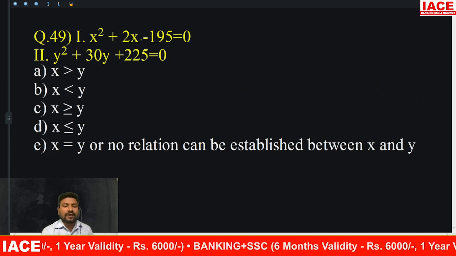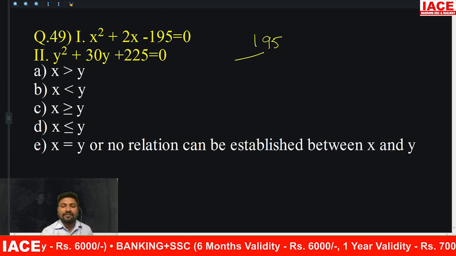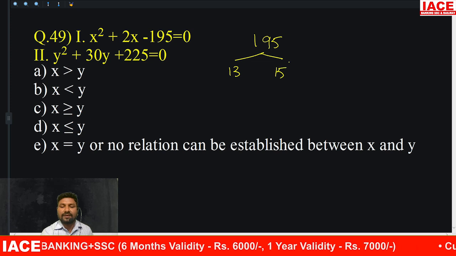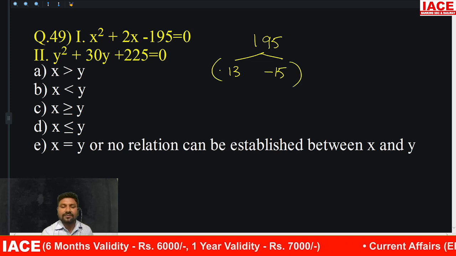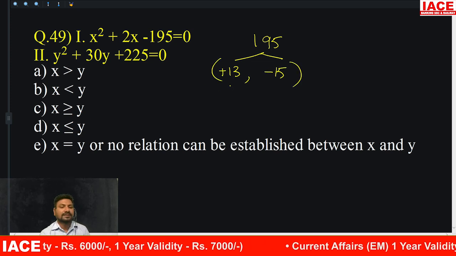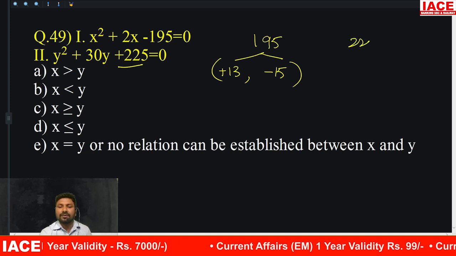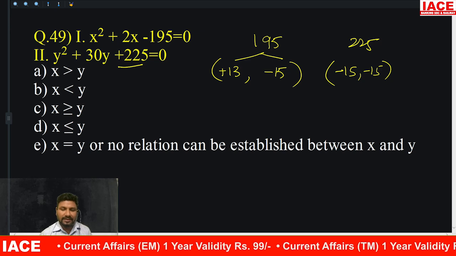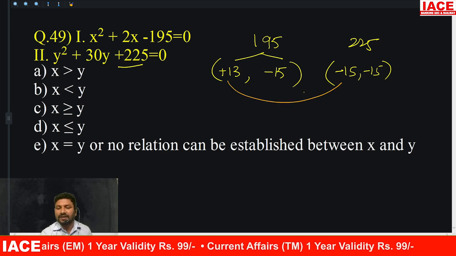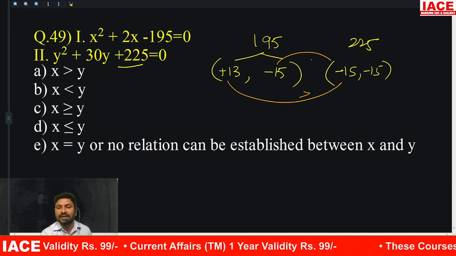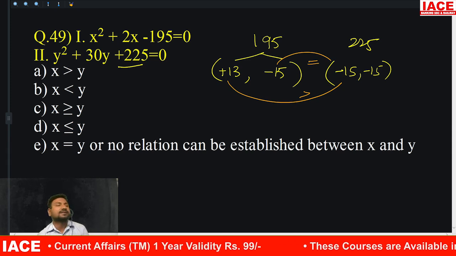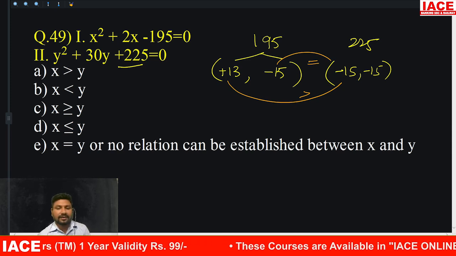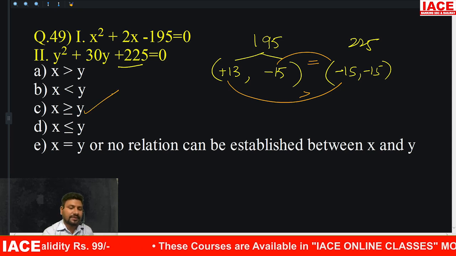This is x square 2x 195. 195 factors are 13, 15. And here is minus 15 plus 13. These are the final factors. 225 is there. 225 factors are minus 15, minus 15. Compare the result. Plus 13 to minus 15, plus 13 is bigger. Minus 15, both are equal. Then what is the answer? X greater than or equal to y. X greater than or equal to means option C is right.